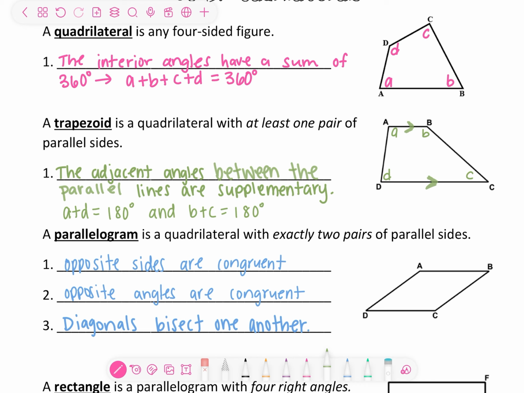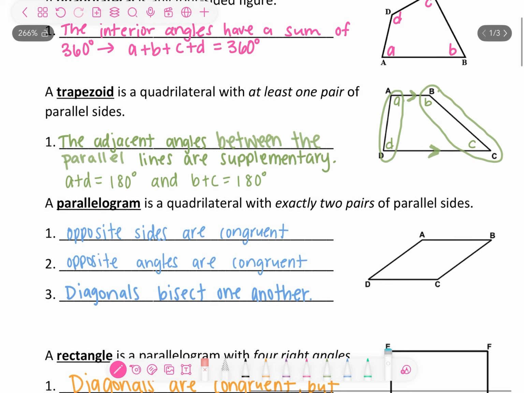In this case, A and D, which are between the parallel lines, are supplementary. So A plus D is going to equal 180. And the same for B and C, which are also between the parallel lines. It's not true for A and B, for example, since we do not know that AD and BC are parallel. So it only works for the angles that are adjacent between the parallel lines.